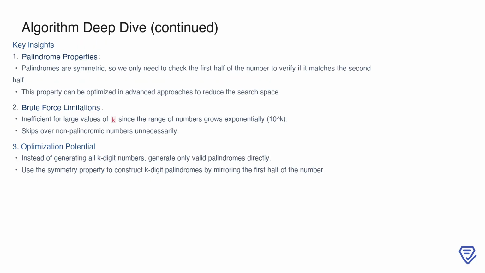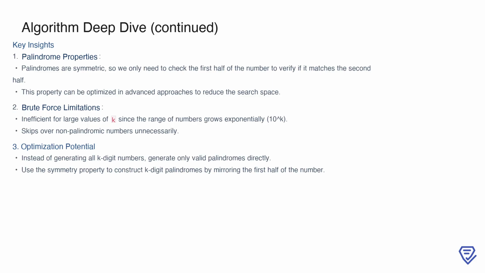While the brute force approach is simple, it's not efficient for larger values of k. To optimize, we can leverage key properties of palindromes. One crucial insight is that palindromes are symmetric, so instead of checking the entire number, we only need to focus on the first half. By mirroring the first half, we can construct the entire number and immediately verify its palindrome property. This symmetry allows us to generate k-digit palindromes directly, skipping over non-palindromic numbers entirely.